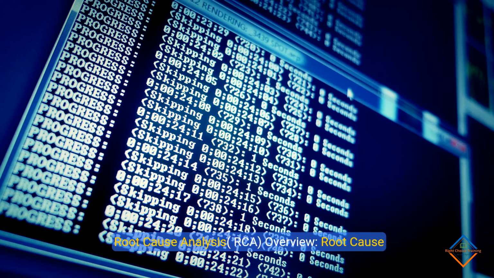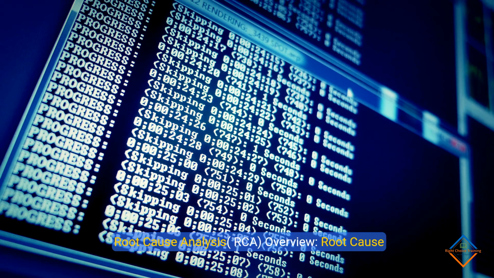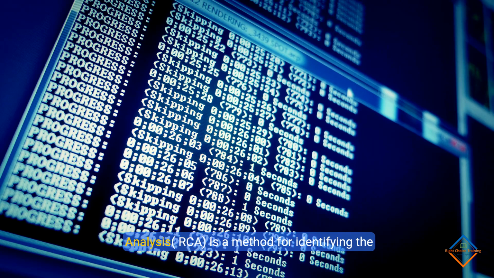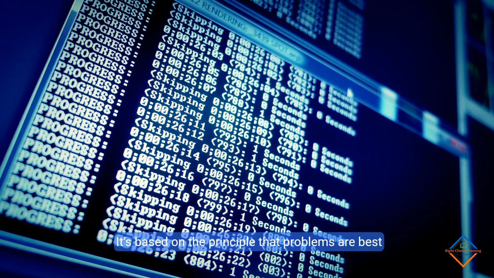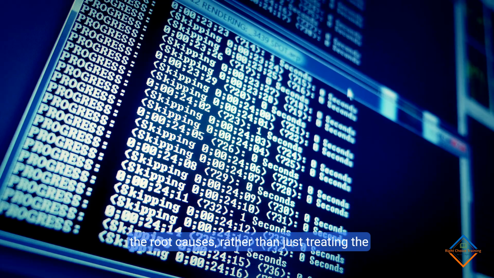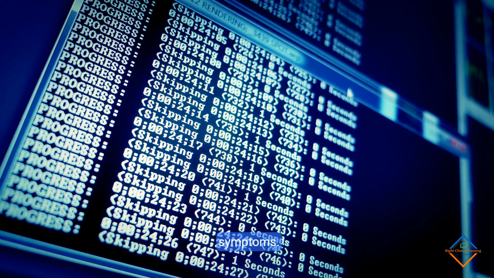1. Root cause analysis, RCA. Overview. Root cause analysis, RCA, is a method for identifying the underlying causes of an incident. It's based on the principle that problems are best solved by addressing, eliminating, or controlling the root causes, rather than just treating the symptoms.